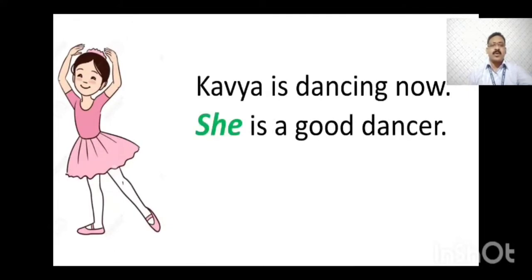Here one girl is dancing. So let's see the pronoun. Kavya is dancing now. So being a girl, Kavya, I have to write the pronoun she in place of the noun Kavya. She is a good dancer. She is used for the noun Kavya.